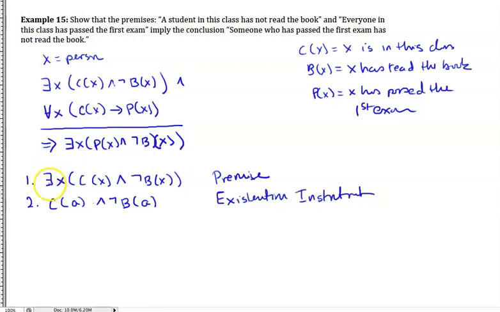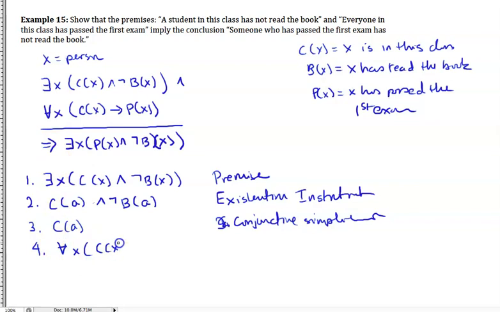Which means that if there exists a person in the class who has not read the book, then a is that person. So basically we're giving a value for x. So this is a premise that doesn't depend on a variable. Okay, so with the laws of logic, I can say Ca. This is conjunctive simplification.